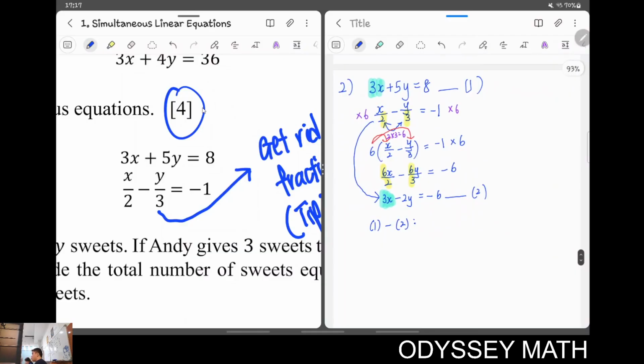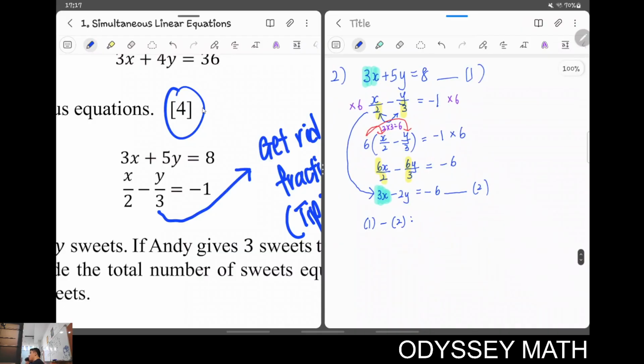Okay? So when you write, I want you to always make sure to write down all these things, like equation 1 minus equation 2. Meaning the left of equation 1, which is 3x plus 5y, minus the left of equation 2, which is 3x minus 2y. So you must have the bracket. Bracket 3x minus 2y. And then followed by equation 1 minus equation 2 means the right of 1, which is 8, minus the right of equation 2, which is bracket minus 6 bracket.